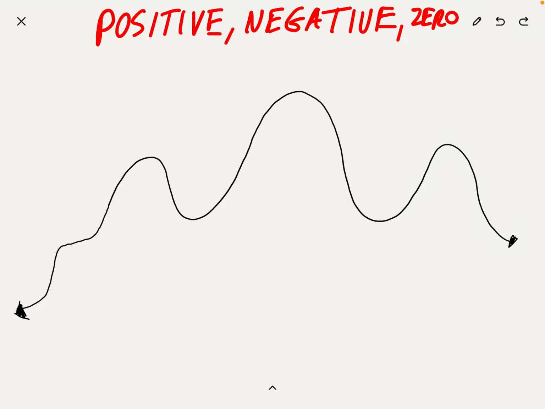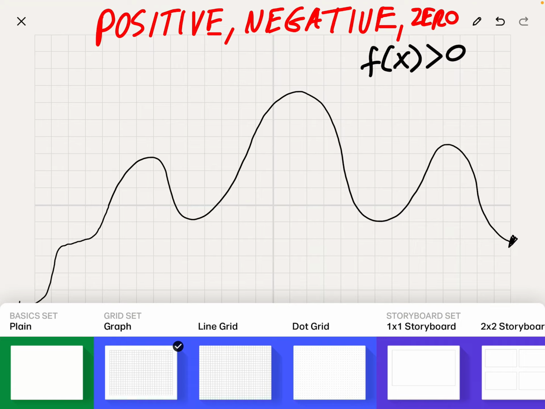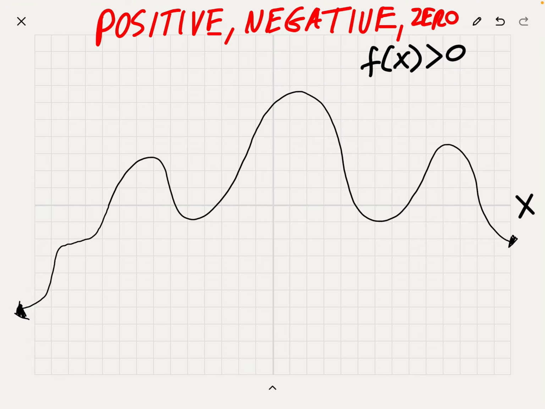Same graph, but now I want to show you how to find intervals to determine where, let's say, we want to know where this graph is greater than 0. Give me all of the intervals where this graph is greater than 0. Remember, you can't answer this question until you know where the x-axis is. So let me do that. I'm going to put a graphing paper here. All right, this part right here, there's the x-axis.